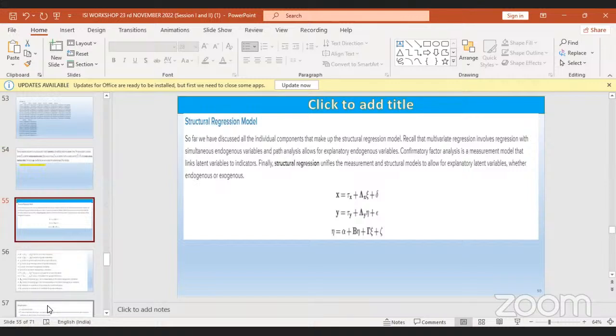Now, the structural regression model. We have already discussed the individual components that make up the structural regression model. If we recall, multivariate regression involves regression with simultaneous endogenous variables, and path analysis allows for explanatory endogenous variables. Confirmatory factor analysis is a measurement model that links latent variables to indicators. That is, optimism is a particular latent variable linked to indicators optimism 1, 2, and 3, as we have done previously.